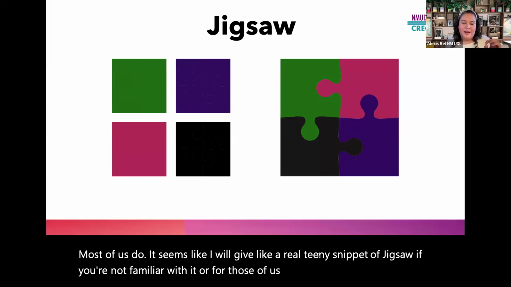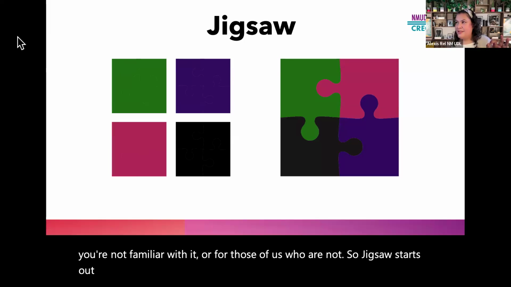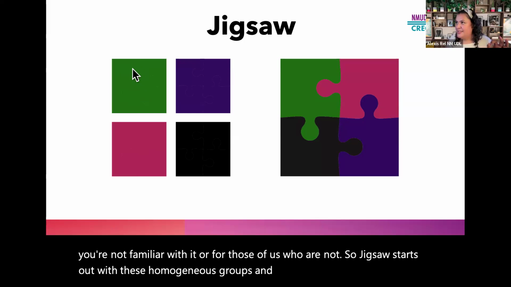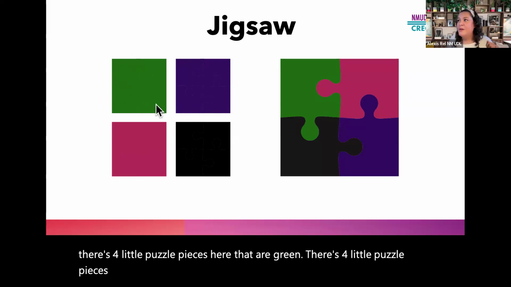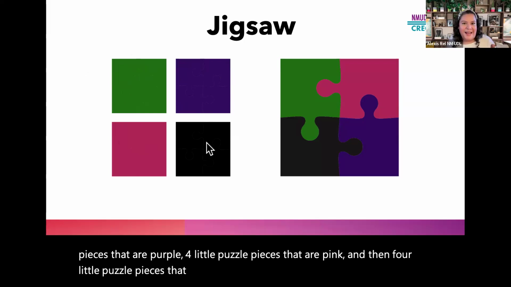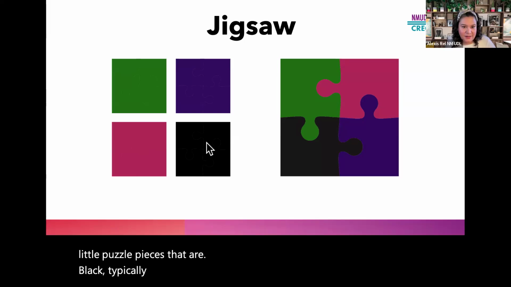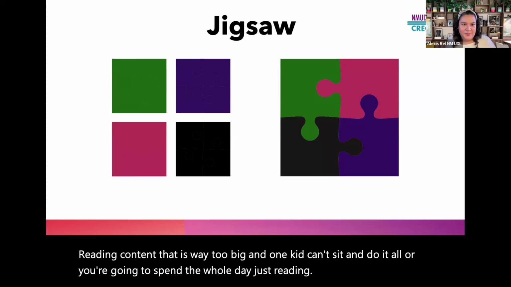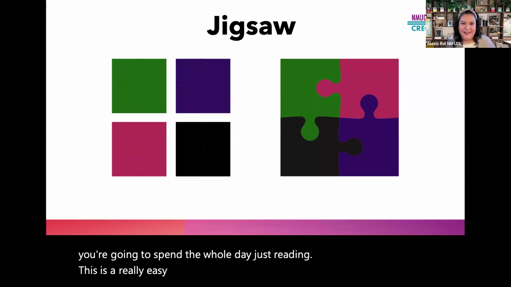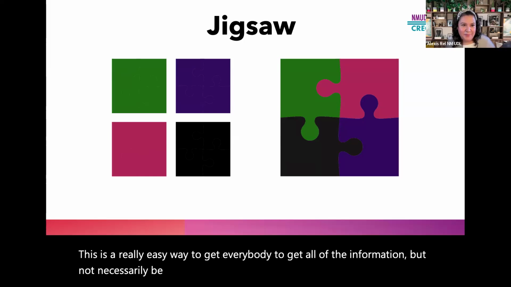or for those of us who are not. So Jigsaw starts out with these homogeneous groups. It's a little bit tricky to see, but there's 4 little puzzle pieces here that are green, 4 little puzzle pieces that are purple, 4 that are pink, and 4 that are black. Typically, I love a jigsaw when we have reading content that is way too big and one kid can't sit and do it all, or you're going to spend the whole day just reading. This is a really easy way to get everybody to get all of the information, but not necessarily be burdened by the time of it all.